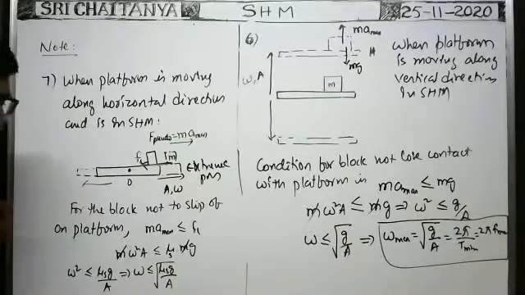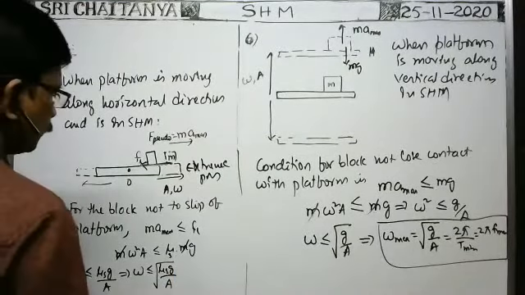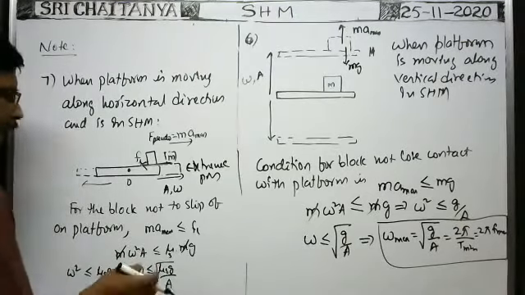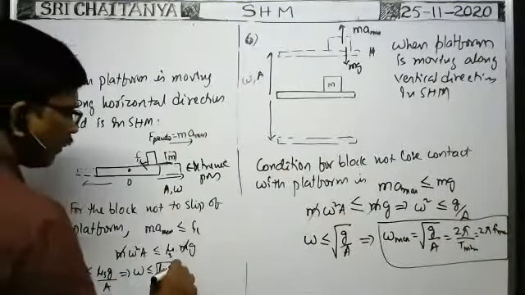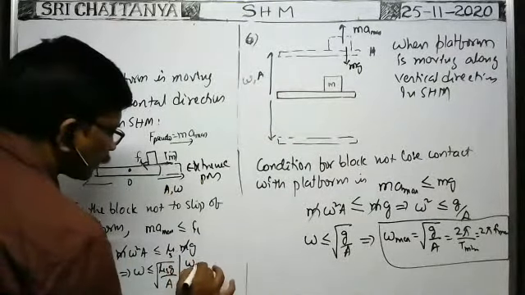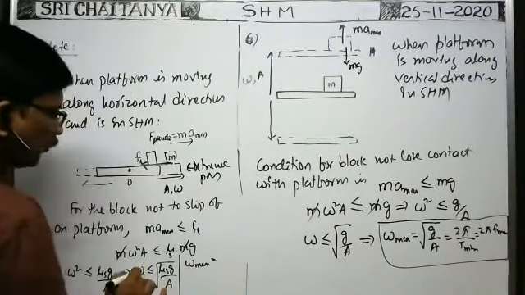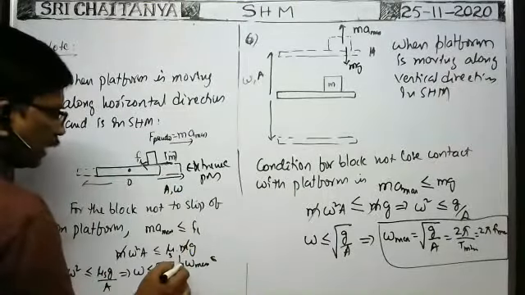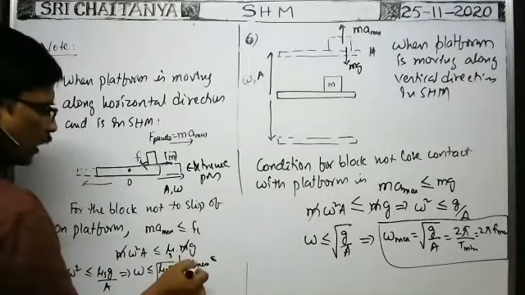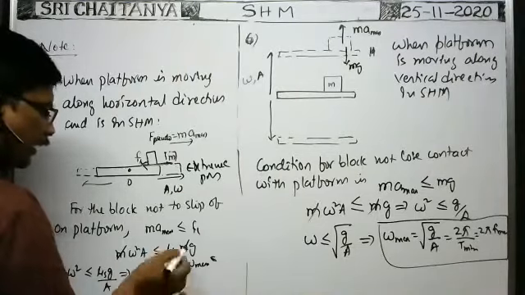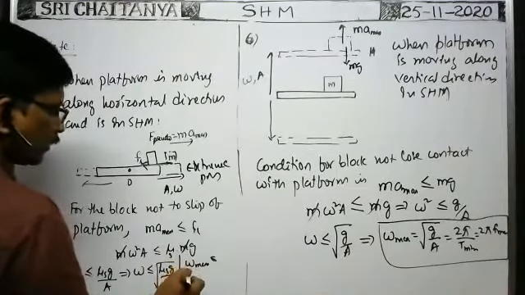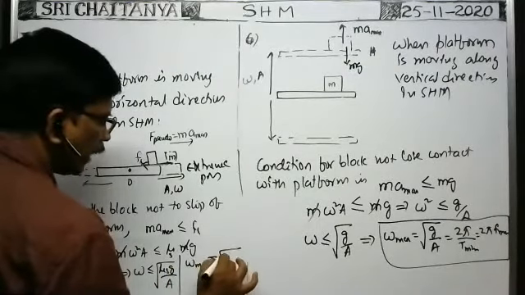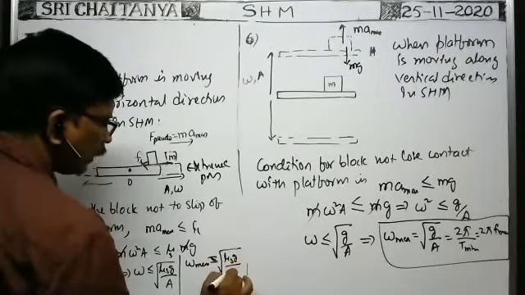Sometimes they may ask the amplitude only, so you write amplitude also. So here this is the condition. So what is the maximum angular frequency with which it can make oscillations? Omega max, if you take equal to, we have to write. So whenever the platform has maximum angular velocity equal to this or less than that. So maximum they asked. That's why omega max is equal to the square root of mu s g by A.